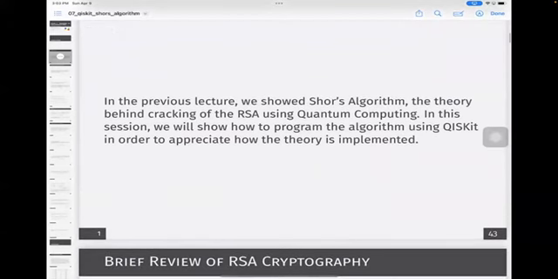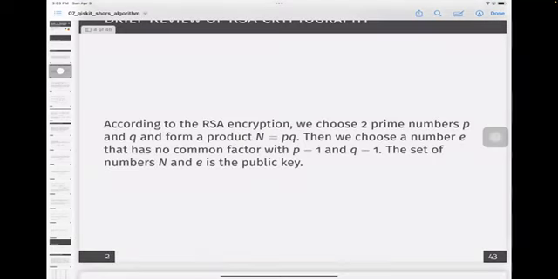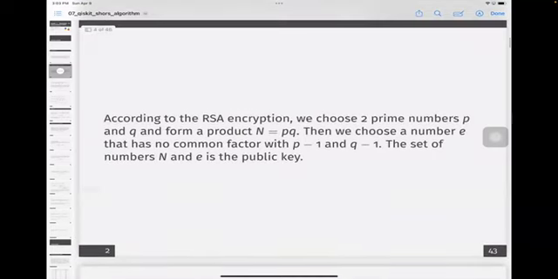Okay, so in the previous lecture we showed the theoretical foundations of RSA, and we learned how to decrypt using a public key and private key. And then we also learned how we can crack RSA using a method known as period finding, assuming that you're able to compute the period. So, to make things a little bit more self-contained, what we'll do now is give a very quick review of the theory of RSA.